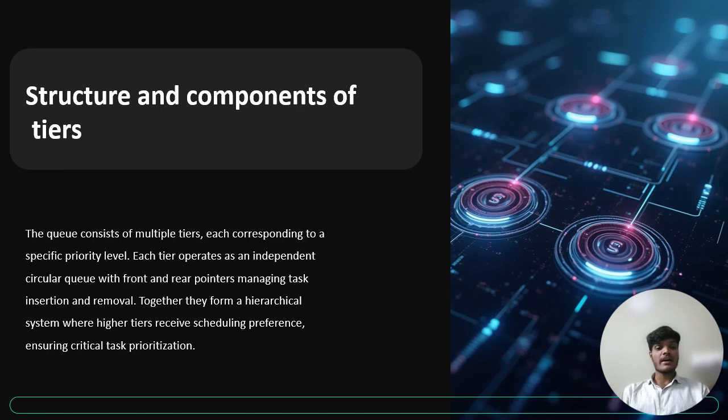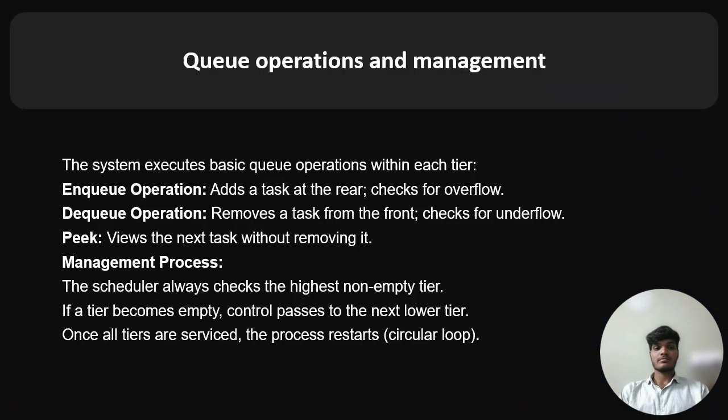Together, they form a hierarchical system where higher tiers receive scheduling preference, ensuring critical task prioritization. Here the queue consists of multiple tiers, each corresponding to a specific priority level. And each tier operates an independent circular queue with front and rear pointers managing insertion and removal.